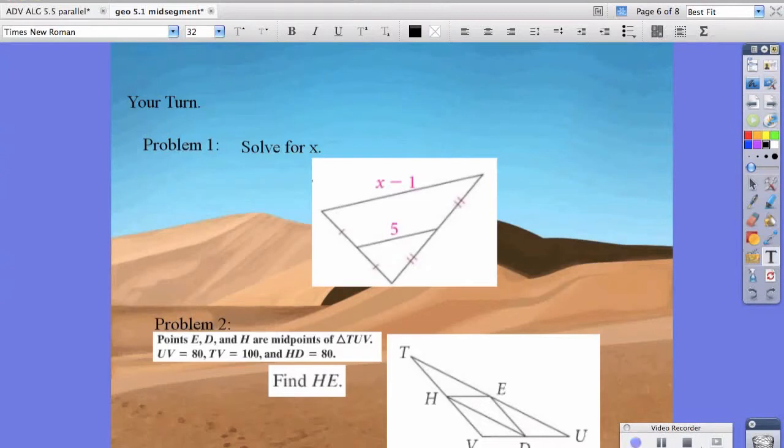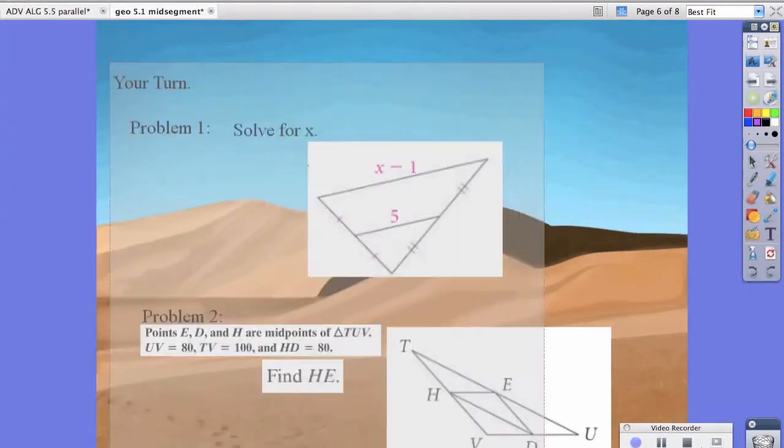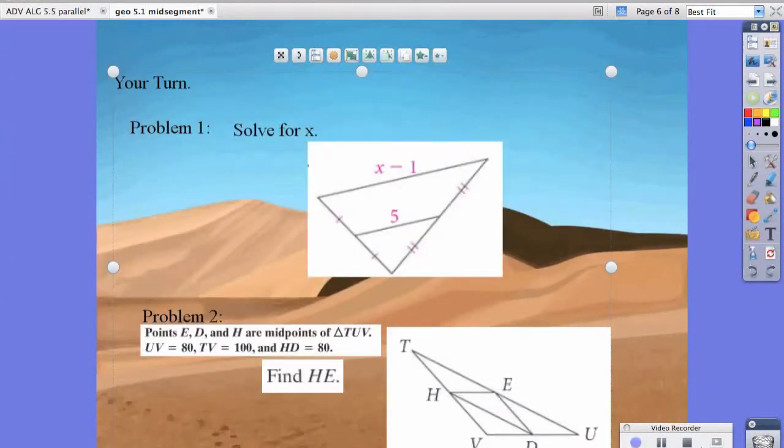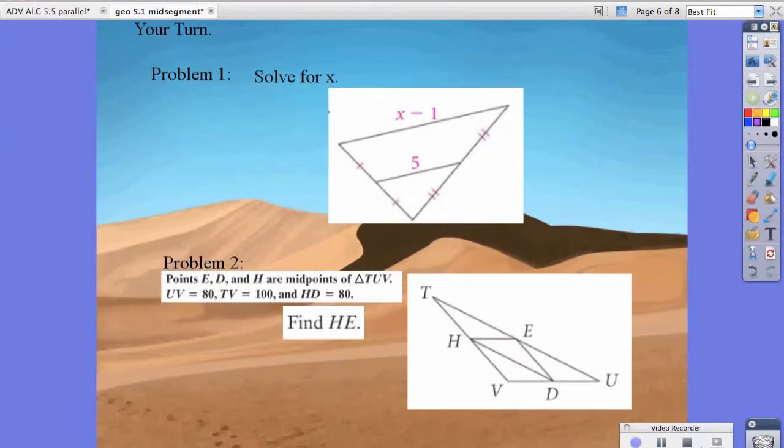Now it's your turn. I want you to solve problems 1 and 2 and post them to Edmodo. First person will post, everyone else will just reply.